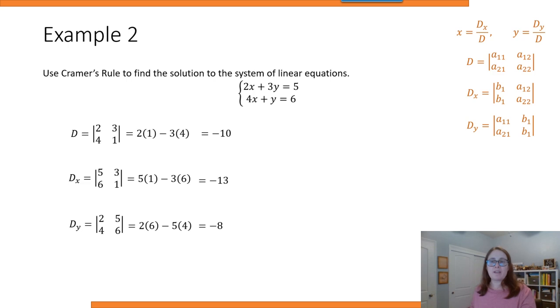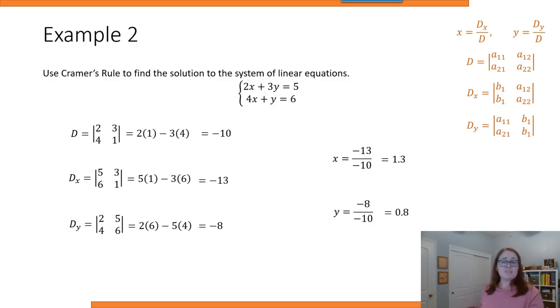Okay, so to find x, I take the determinant for Dx, which is the negative 13, and divide it by the negative 10. And I'm going to go ahead and simplify this to a decimal, so I get 1.3 for that first one. And for y, I just switch out the negative 13 for negative 8. And so negative 8 divided by negative 10 will give me a y of 0.8. And now I've got the solution to this system without having to do any algebra, just a little bit of determinants.